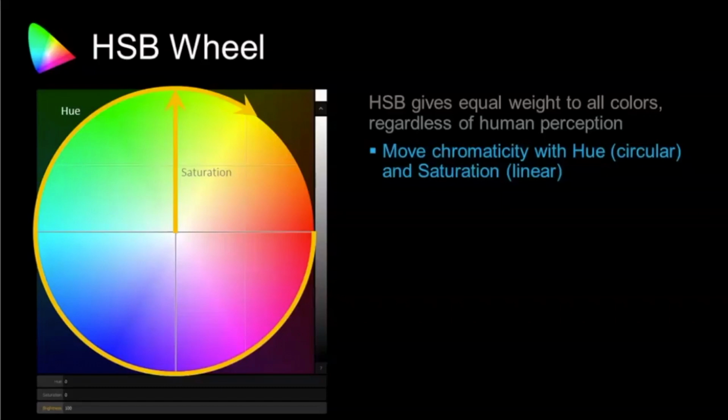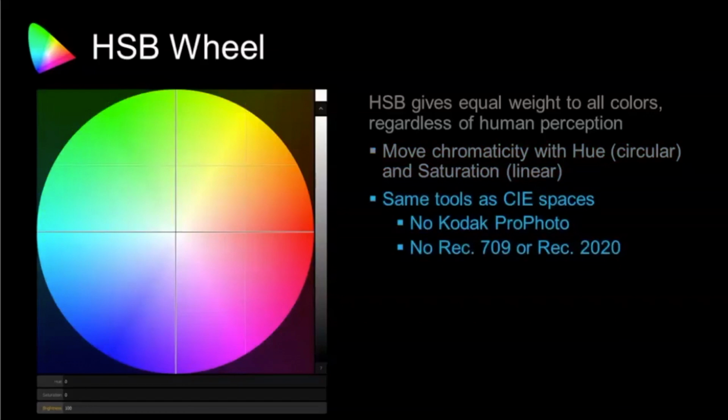So there you go. There's a lot of the same tools. Again, the control bars, the brightness, the color chip. There's no Kodak ProPhoto space laid over on this because ProPhoto is based in CIE, and the same with 709 and 2020. So those spaces don't really apply here because they weren't designed on top of this space. So just be aware that those things aren't available in these spaces.